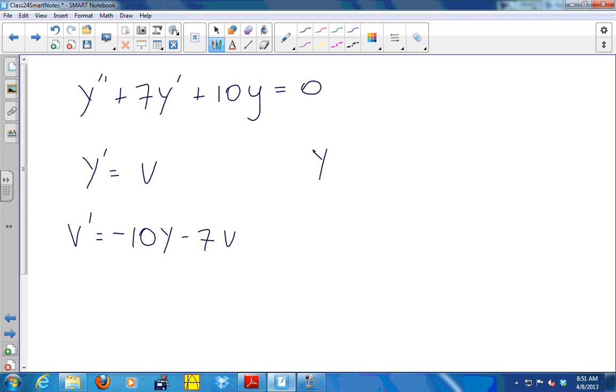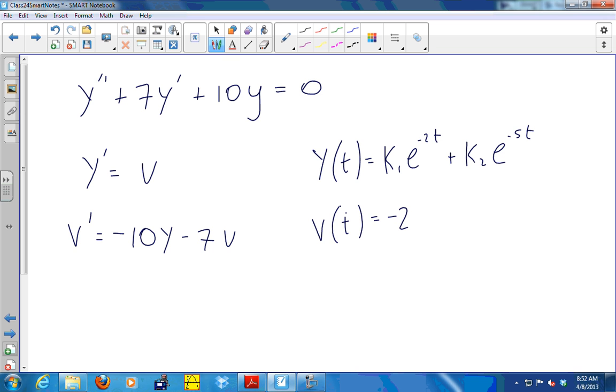So I already know the function y that solves this. It was k1 e to the negative 2t plus k2 e to the negative 5t. So v of t is just the derivative of y. V is just y prime. So now I take the derivative, and I'm going to get negative 2k1 e to the negative 2t minus 5k2 e to the negative 5t. General solution.